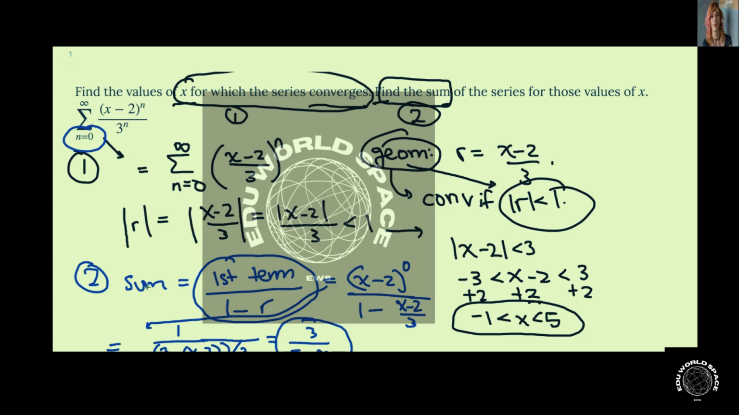So for the answer for part 2, again, we're only assuming that we're only looking at these x values between -1 and 5. So assuming x is in there, then the value of this summation that we were supposed to evaluate is equal to 3 over 5 minus x. And that's our final answer.